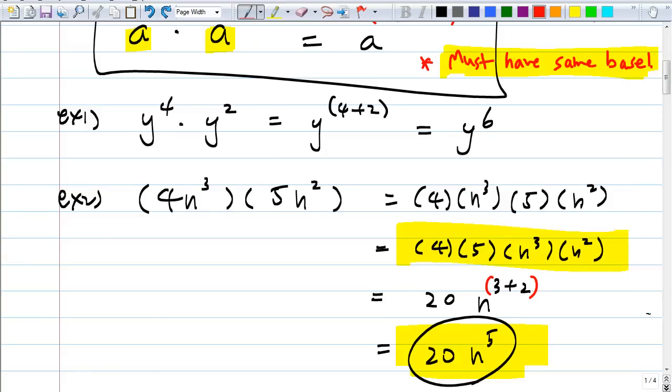Yes, sir? Do we have to show where we're using commutative? It'd be nice, but yeah, I want you to show this work, the one in highlight. You don't have to show the work where you separate them, but I want you to group them together this way and move them, change the order.